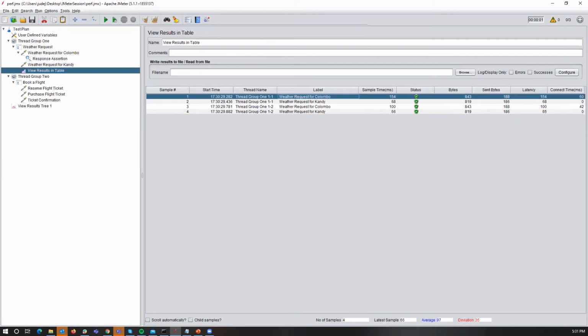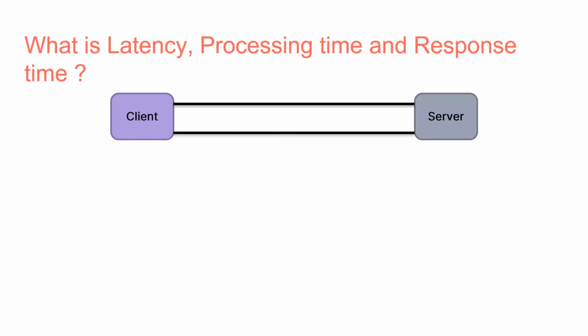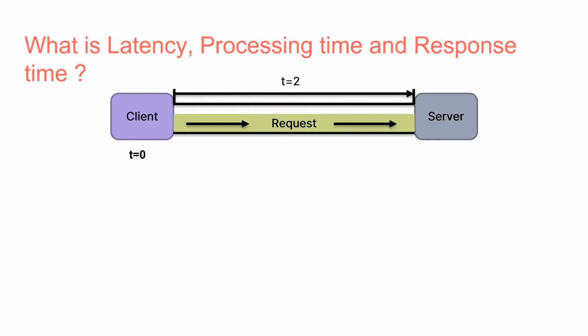So I'll give a brief introduction to what is latency, connect time, and response time. So I'll just quickly move into the slide again. Say you have a client and then you have a server, and through this communication channel, the requests are sent to the server from the client. And say a user initiated a request at 0 second, and say it took 2 seconds to reach the server, and then another 4 seconds that the server took to process it, and then it took another 1 second to send the response back to the client.